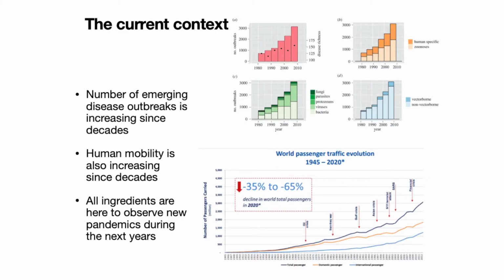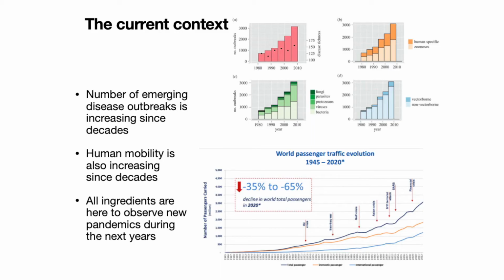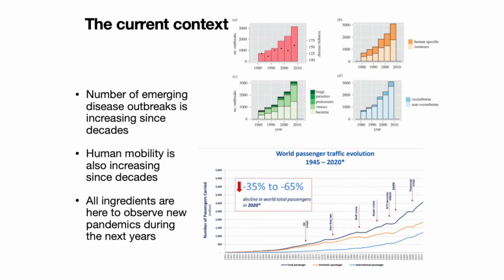So, a little bit about the current context. Actually, we're seeing since decades that the number of emerging disease outbreaks is increasing exponentially, being multiplied by 2 in the last 20 years. The point also is that human mobility is increasing as well. So it means that today, one local outbreak somewhere in the world can be spread internationally very quickly. And this is why we have all the ingredients to observe new pandemics during the next years.